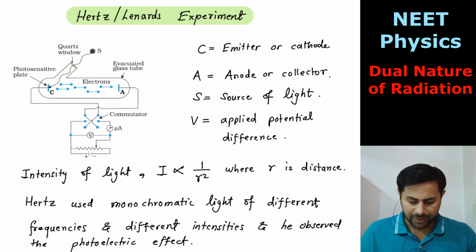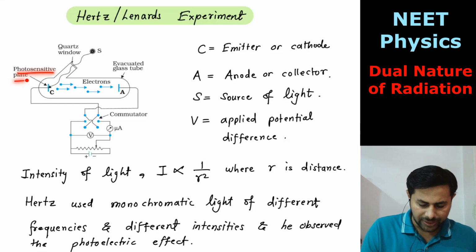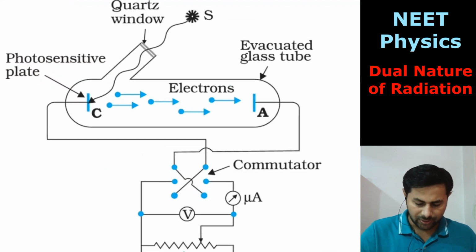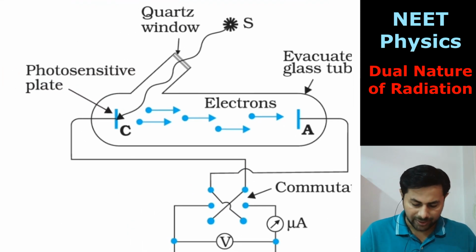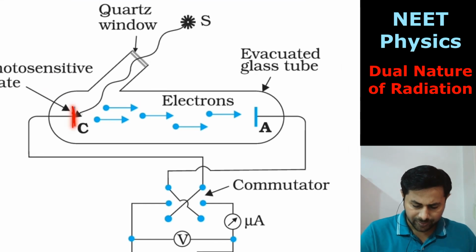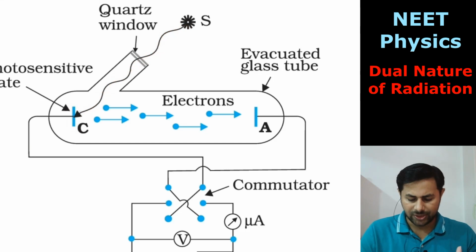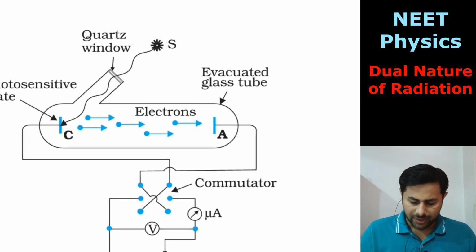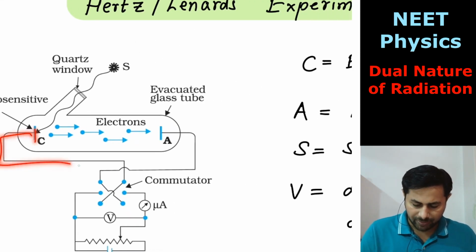Okay, then there is a photosensitive metal plate. So what's that photosensitive metal plate? Here the light will strike on this metal plate. It's photosensitive, which means when light strikes, the electrons will come out. Okay, and then you apply some potential difference.